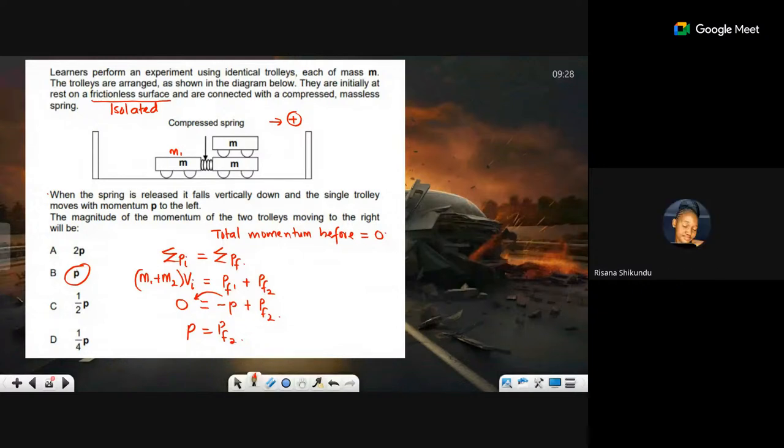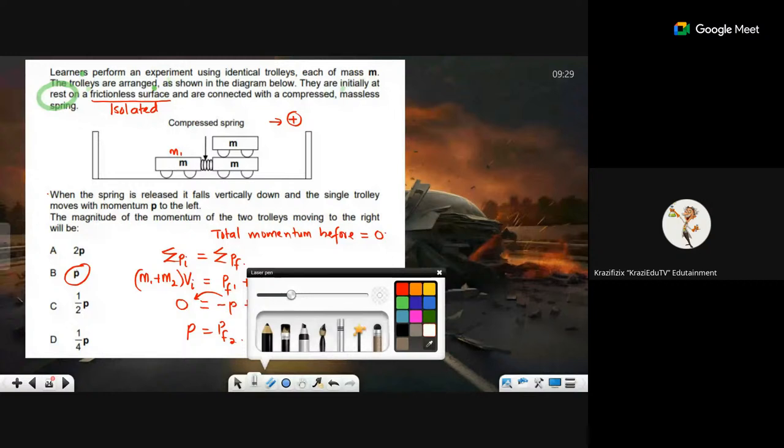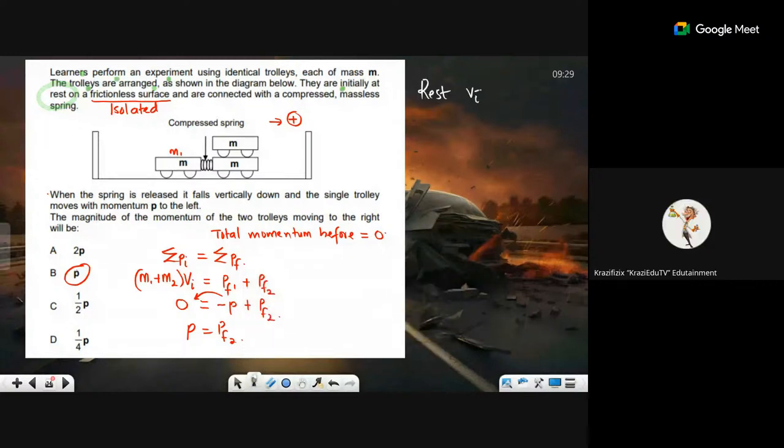I understood the first part where you say that the sum of P initial is equal to the sum of P final, and the fact that the total momentum before is zero. That one I understood. The zero part is where I got lost. Wait. Learners perform an experiment. The trolleys are arranged as shown, okay? They are initially at rest. Yes, that one I understood, sir. So if they are initially at rest, what is the initial velocity there? Meaning it's zero. Okay, initial velocity is zero.